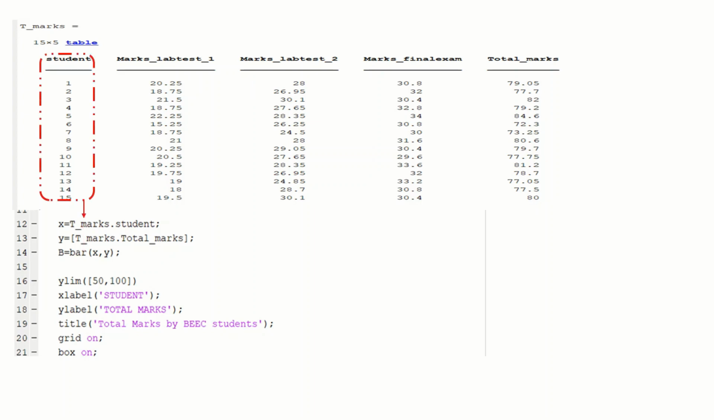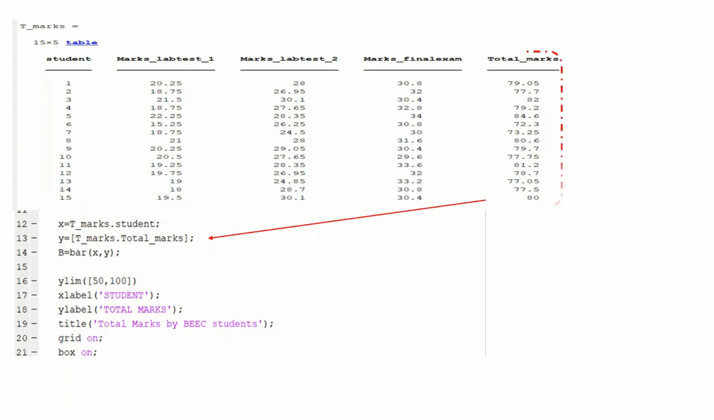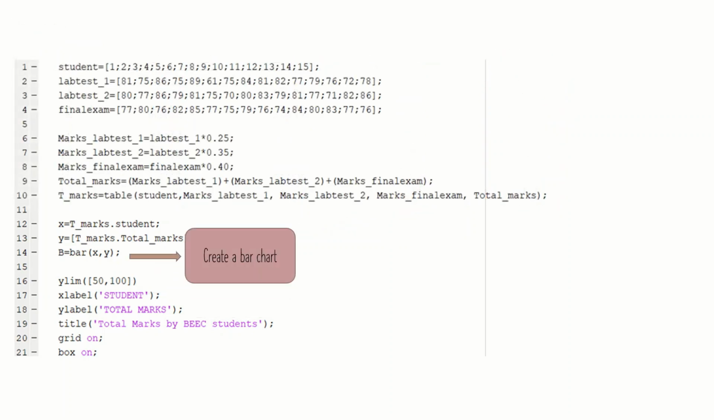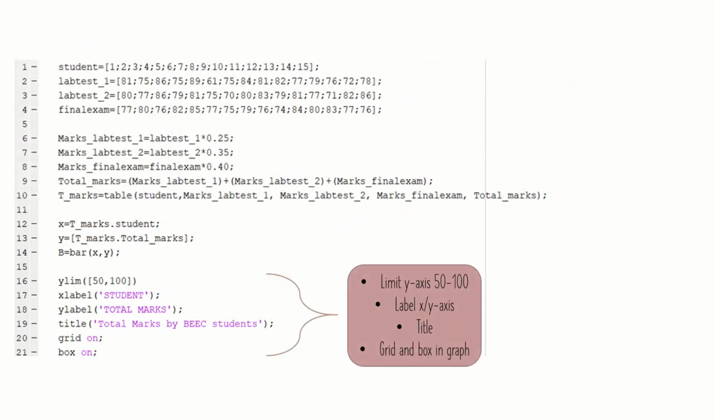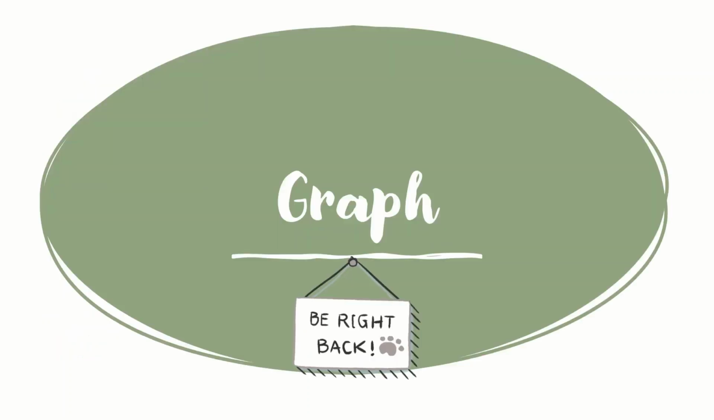Here we want to plot a new bar chart. X-axis is assigned to student. So same idea here. T marks dot means that we use the data from the table T marks. And y-axis as total mark. Create a bar chart. Same idea here. We limit the y-axis scale from 50 to 100 to have a better view of the bar chart. So let's see the graph.